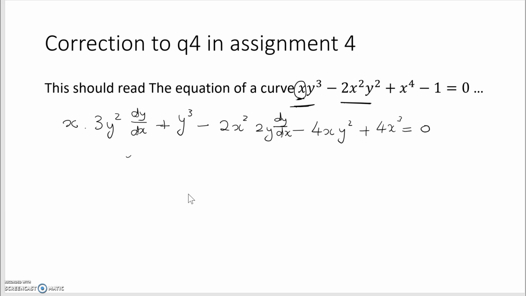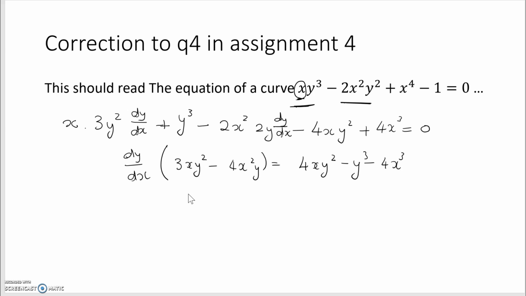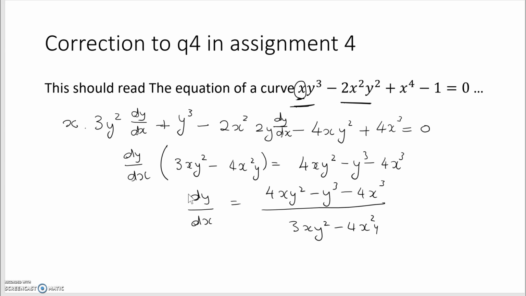Now, collecting up your dy by dx terms gives you 3xy squared minus 4x squared y is equal to 4xy squared minus y cubed minus 4x cubed. And then rearranging gives you that the derivative is equal to 4xy squared minus y cubed minus 4x cubed divided by the left-hand side 3xy squared minus 4x squared y.